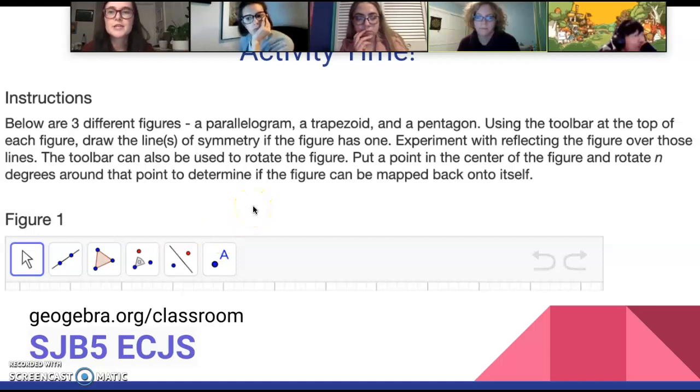If you finish your figure, go ahead and jump to the other ones and just experiment with them. I want you to take note of any patterns you're seeing or any reasons why you think certain things are working and certain things aren't working. Because keep in mind, not every figure has both these types of symmetry. So with that being said, we're ready for the breakout rooms. I'm going to be popping in and out to ask you some questions. So go ahead and log on to GeoGebra and type in that code.